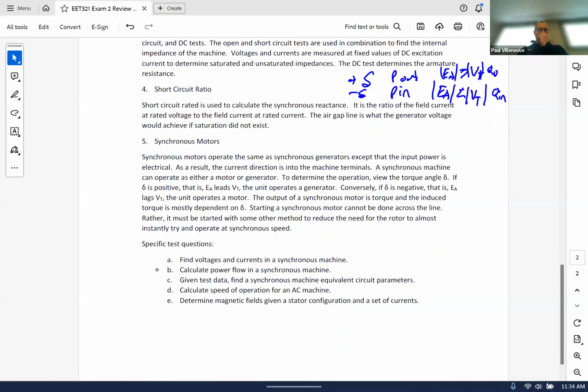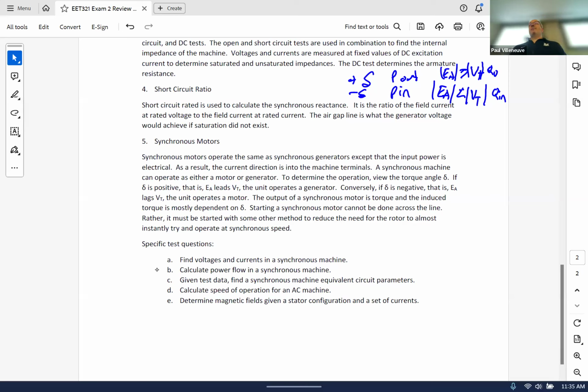So here's the questions. Voltages and currents in a synchronous machine. So what that tells me is to immediately start to draw an equivalent circuit. Calculate power flow in a synchronous machine, which means do those diagrams to show power losses in the machine in either direction. Given test data, find a synchronous machine equivalent circuit parameters. Northfield Mountain example we did, also the one we did in the other homework. But if you're confused, make sure you include those plots, right? The plot we just looked at on slide 20. That will help you with understanding how to get those parameters.